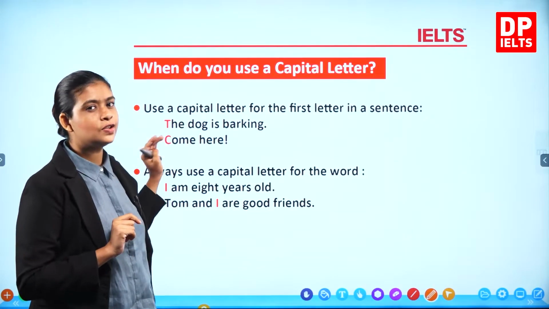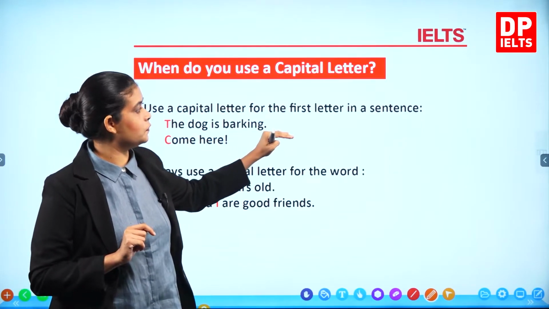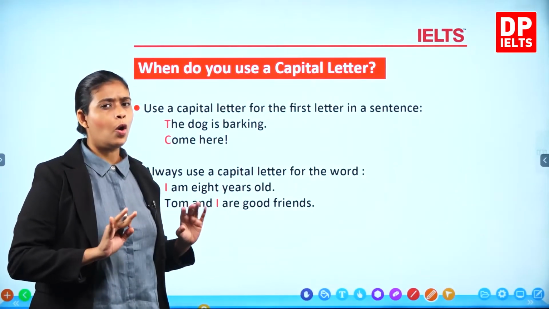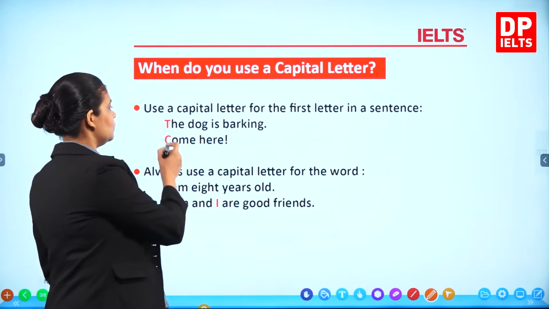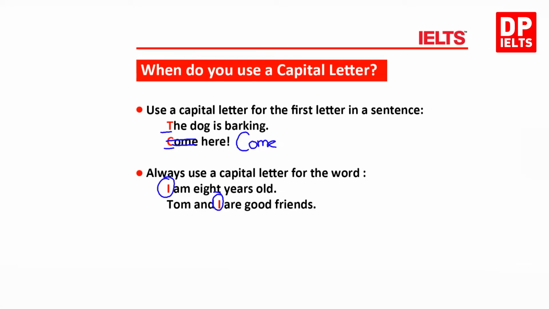The first one. Use a capital letter for the first letter in a sentence. Always when you start a sentence, you start it with a capital letter. T, capital and simple, the difference. C has to be bigger than the other letters. Only then will it be clear that it is a capital letter.